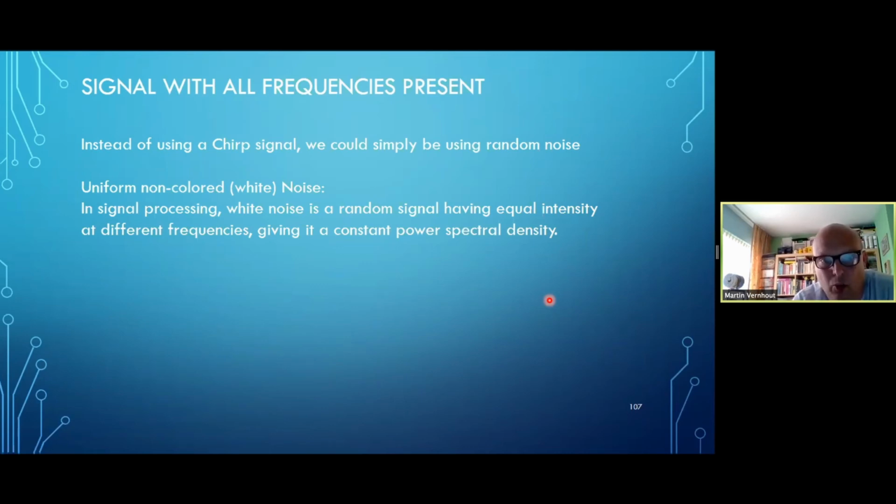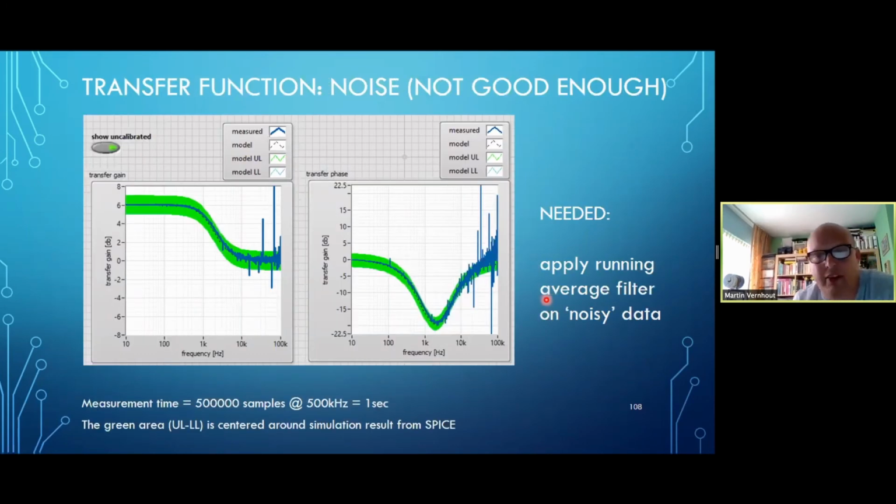Random noise, or white noise, non-colored noise, is a random signal having equal intensity at different frequencies if you have enough samples, giving a constant power spectral density. But if I do that, you will notice that at the high frequencies, we start seeing some very strange spikes. It looks like the underlying curvature is there. This is actually the uncalibrated one, so on the phase side, it ends a little bit high. But I know that my measurement is approximately right.